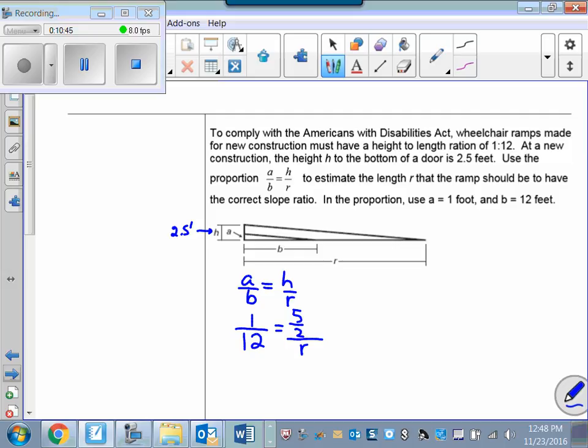I'm just going to go right on and take my cross product. R is going to be 12 times 5/2. And when I do that, 2 goes into that 6 times. So R is going to have to be 30 feet. 30 feet. That's all I got to do right there. Set up my proportion, take the cross product.